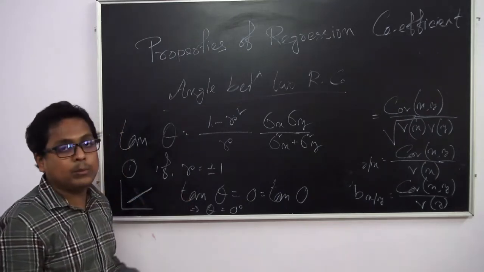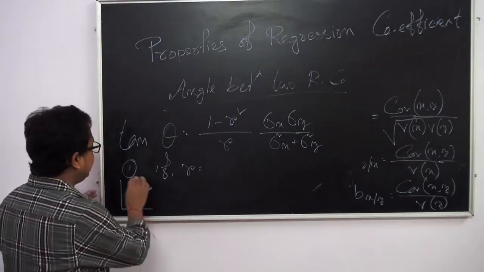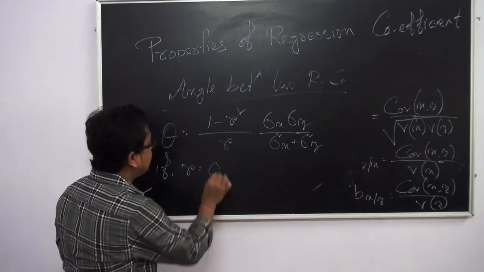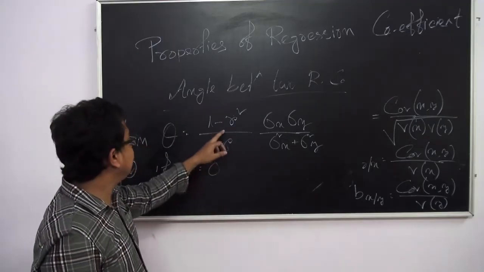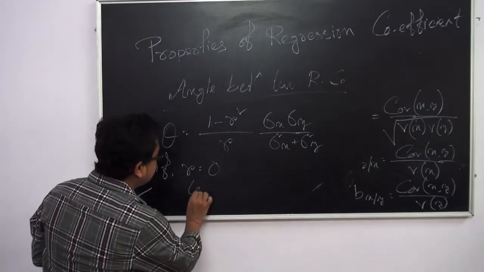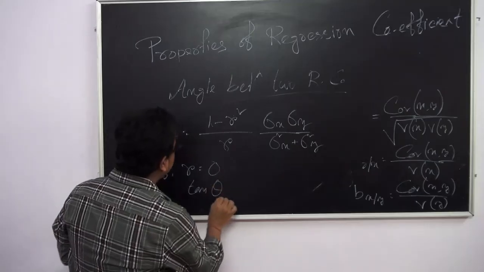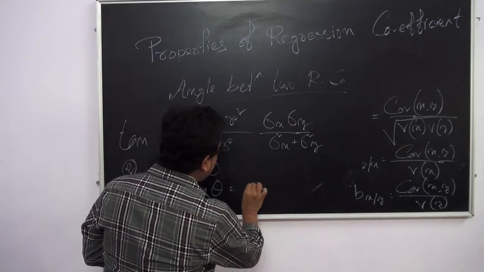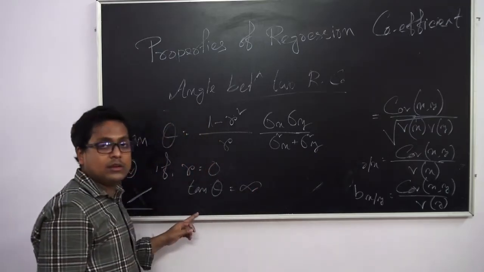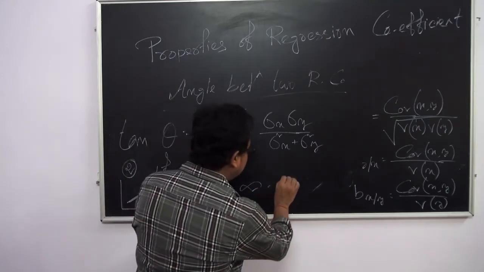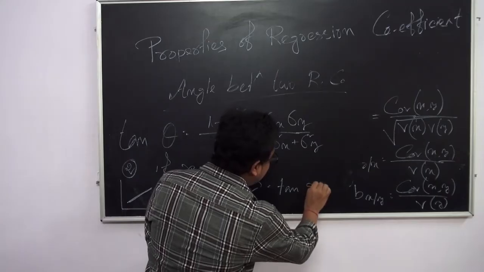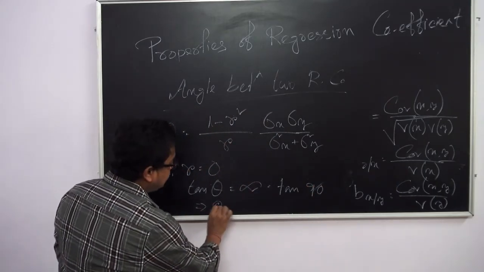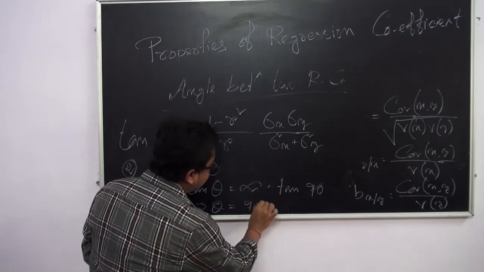Whenever r is equal to plus minus 1. Second condition, if r is equal to 0, in that case, tan theta will be infinity. That means tan 90. That means theta is equal to 90 degrees.